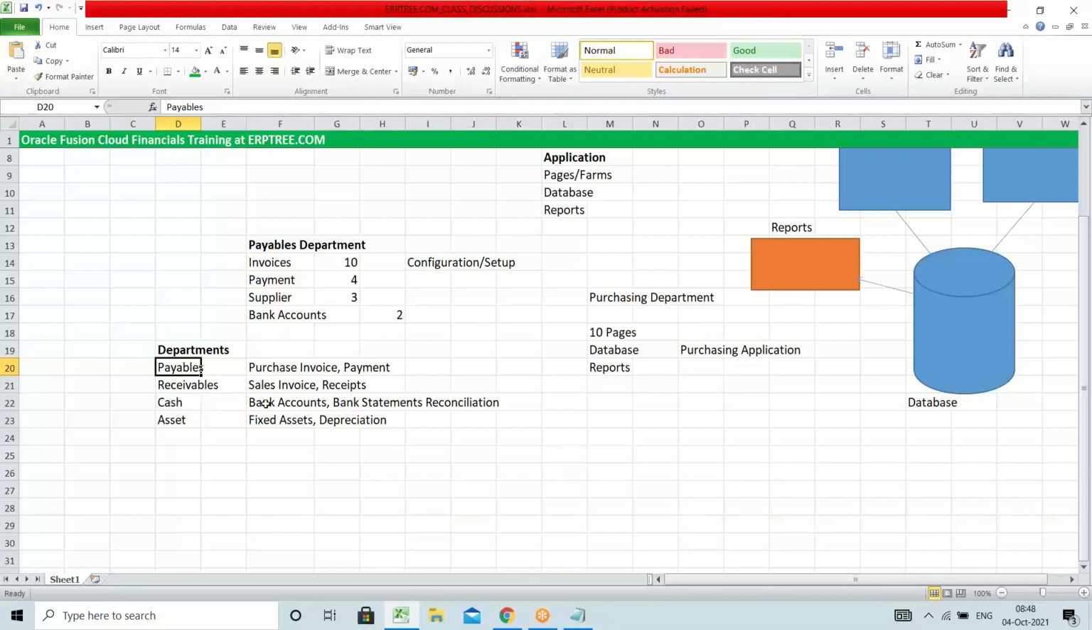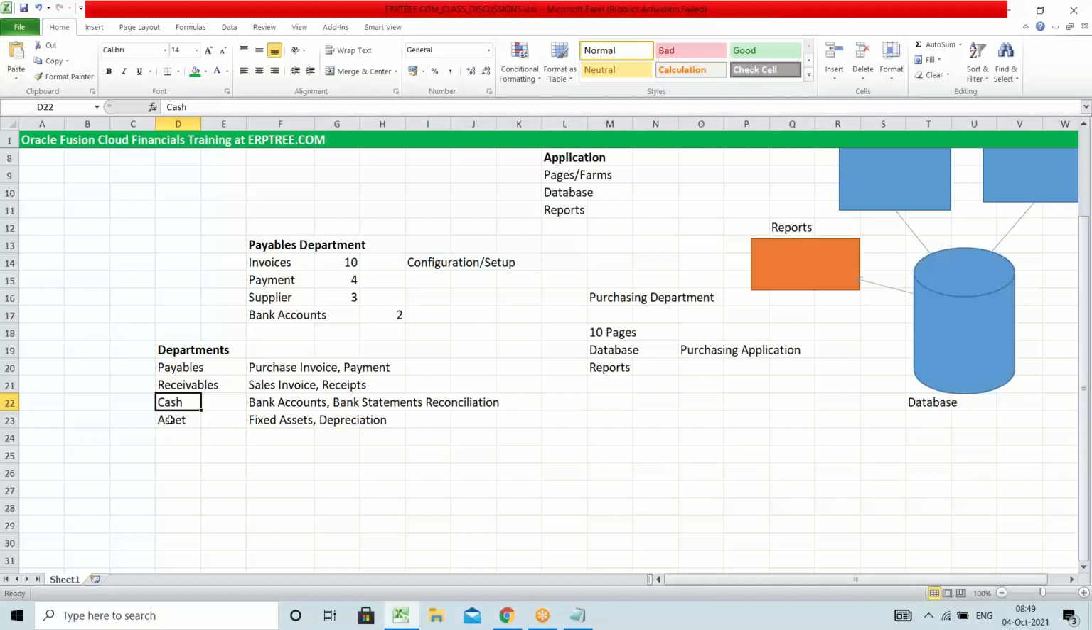The cash department's responsibility is maintaining the bank accounts and performing the bank statement reconciliation. We will discuss all this at a very detailed level. In two or three sessions, we'll come to know in detail how the payables and receivables departments communicate, and what terminology we use to understand those points. I'll take you through all of that very soon. The cash department maintains the bank accounts and does the bank statement reconciliation. What does bank statement reconciliation mean, and how do we do it? We'll discuss all of that.